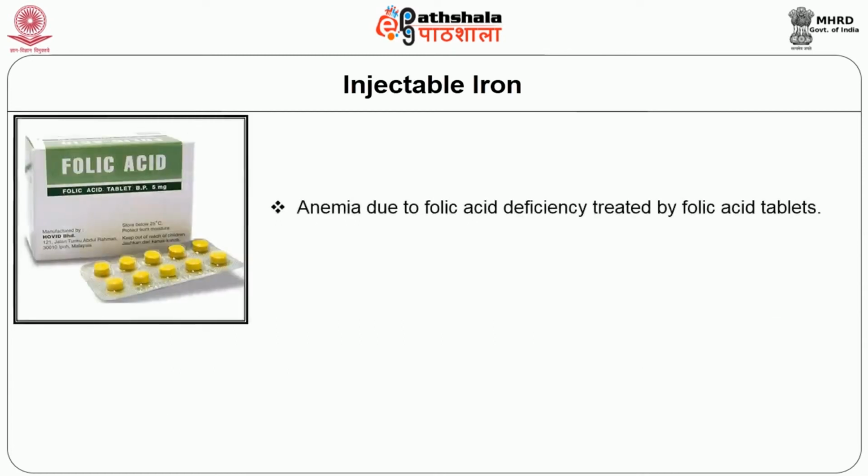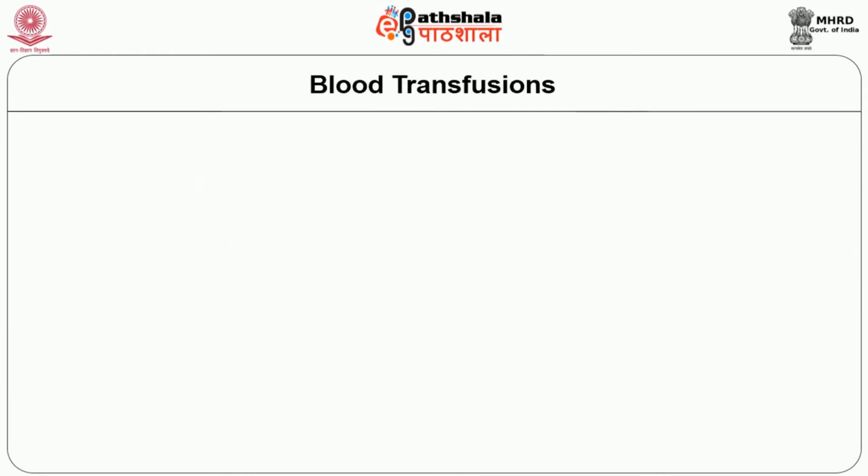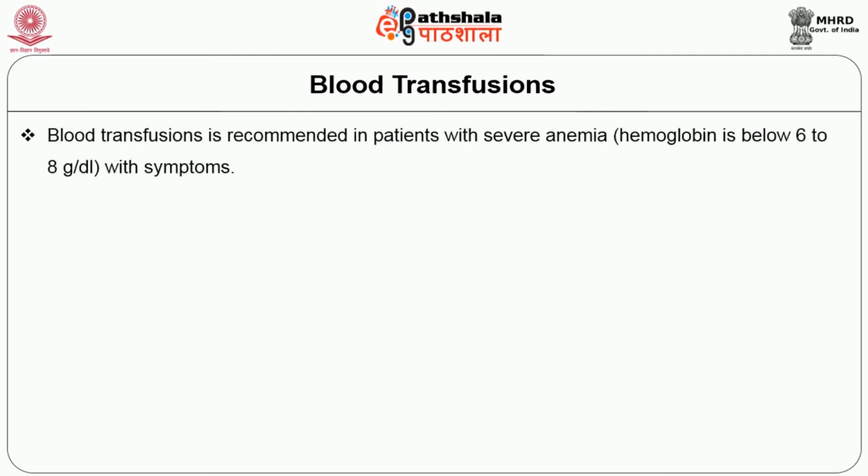Anemia due to folic acid deficiency can be treated by folic acid tablets. Anemia due to vitamin B12 deficiency can be treated by vitamin B12 injections. Regarding blood transfusion, it is recommended in patients with severe anemia, that is a hemoglobin value below 6 to 8 gram per deciliter, and patients with symptoms of heart failure, that is breathing difficulty, palpitation, chest pain. In such situations, with hemoglobin value 6 to 8, we advise blood transfusion.